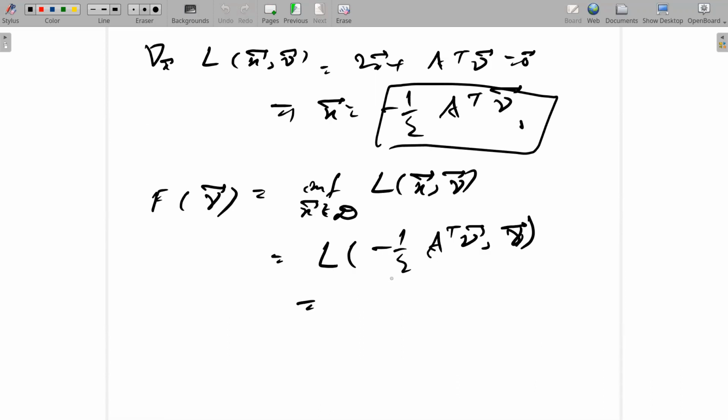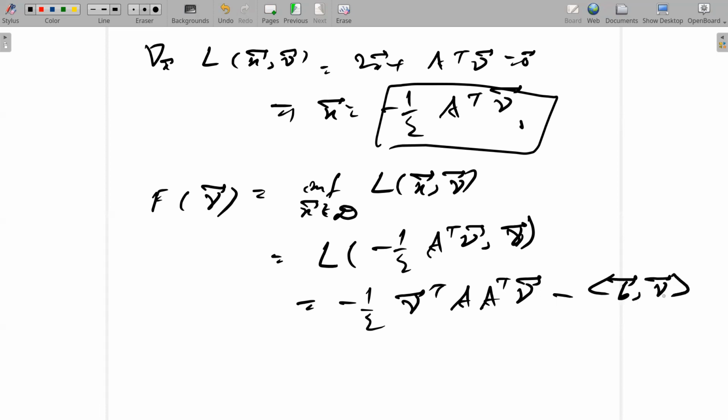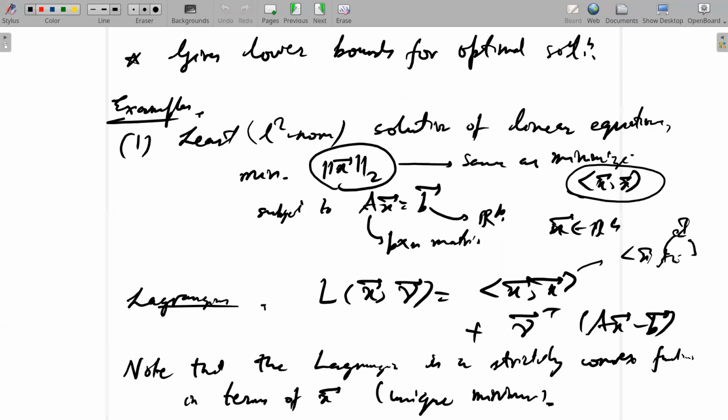So this is my x. So x dot x will just give me minus half V transpose A transpose V minus B dot V. Okay. So here also I have put in the same value.